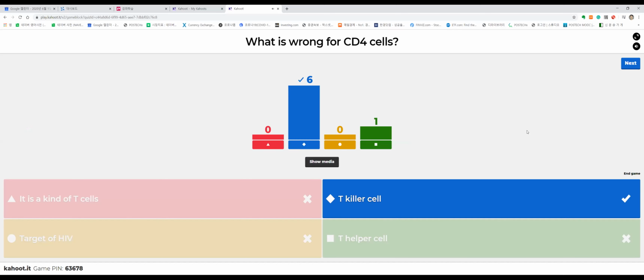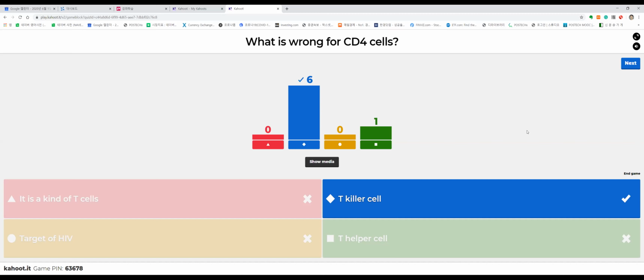Okay, very good. CD4 cell is a T helper cell. And what is a T killer cell? CD8. That's CD8. Okay, CD8 is a T killer. CD4 is a T helper.